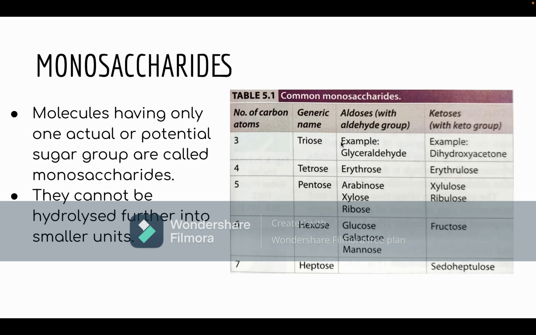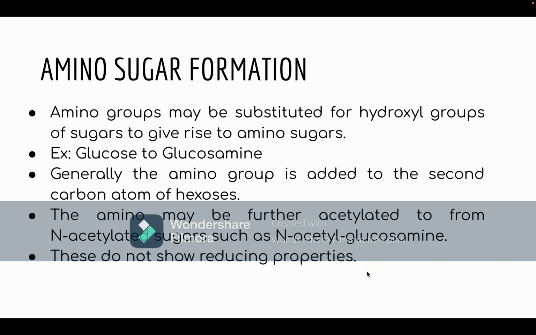So these are some examples. In triose, the aldose is glyceraldehyde and the ketose is dihydroxyacetone. Tetrose, aldose is erythrose, ketose is erythrulose. Same with pentose, hexose, and heptose. Now, the first reaction we'll be discussing is amino sugar formation.